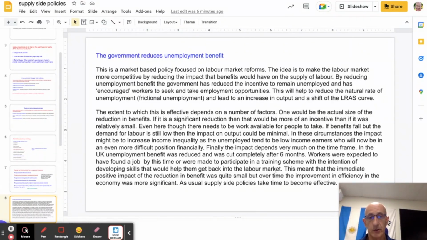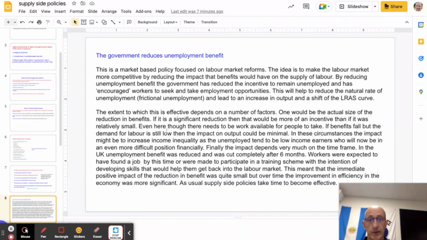Your discussion, though, could be quite varied, actually. It's by no means limited by what's written here. But things that you might sort of point out are the actual size of the reduction in benefits. Does it make a significant difference? If it is significant, there's more of an incentive for perhaps people to find work.